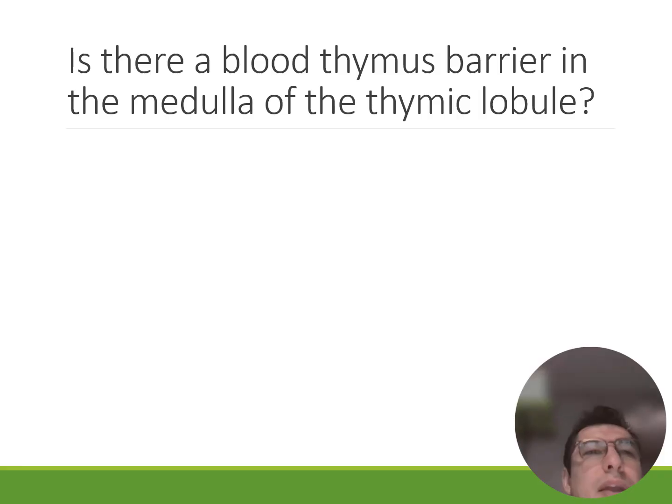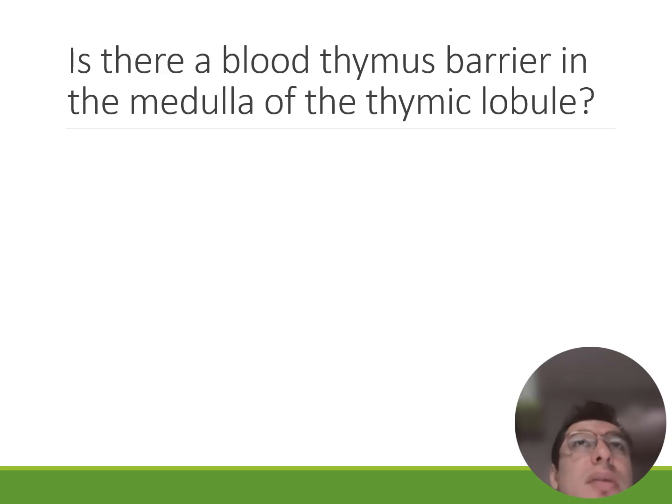Is there a blood-thymus barrier in the medulla of the thymic lobule? The answer is no. The blood-thymus barrier is there to prevent immature T cells from entering circulation, because if they enter circulation, they will attack your other tissues. We're testing those T cells to recognize your own tissues, and if they react to your own tissues, they are destroyed. About 98% of T cells that enter your lobule are destroyed. Only 2% make it out.